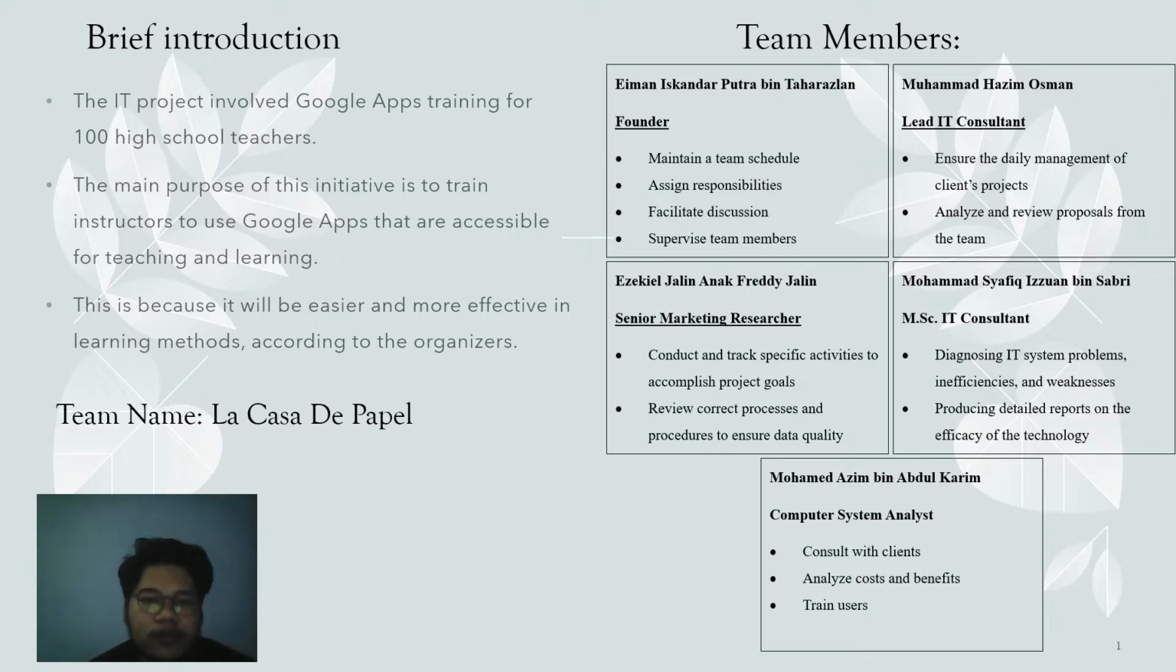For the brief introduction, the IT project requires 100 high school teachers to receive Google Apps training. The primary objective of this initiative is to train instructors on how to use Google Apps for teaching and learning. Essentially, in this sophisticated age, educators and teachers should be able to use Google hosted apps. This is because the method of instruction will be more straightforward and effective.